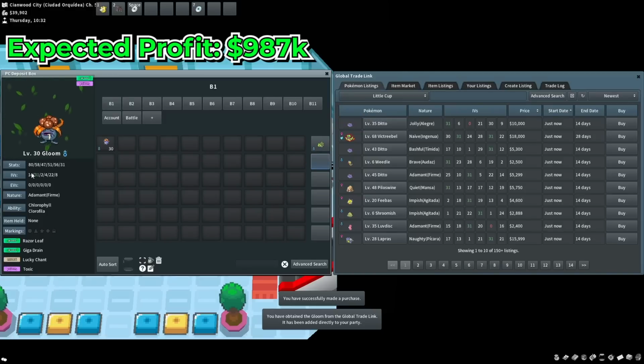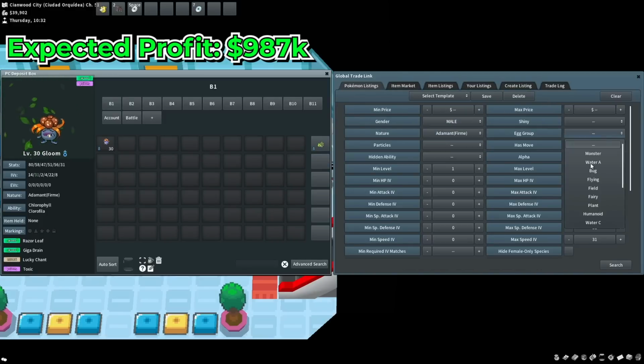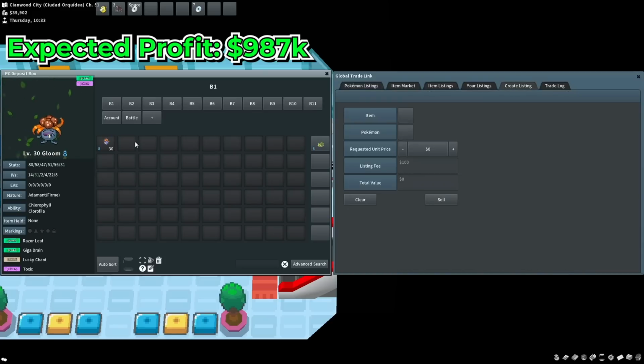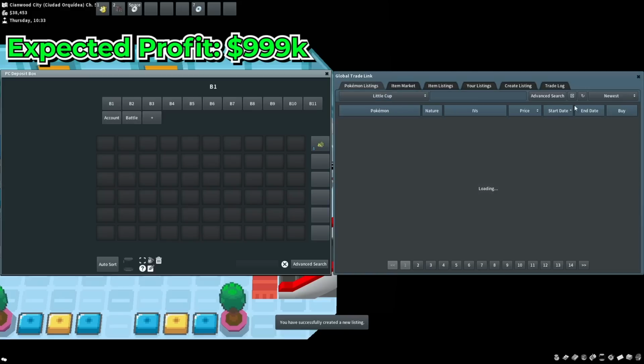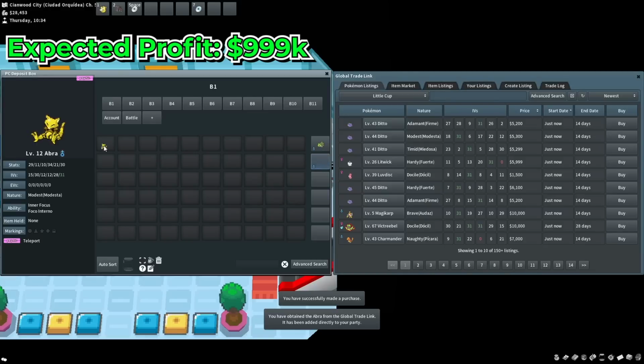Adamant with 31, plant tag group, I think goes for more than 15, around 20 if I would guess. And no, it goes higher than that even, so we're gonna put it at 28,997. $10k for Modest Abra with 31 here.